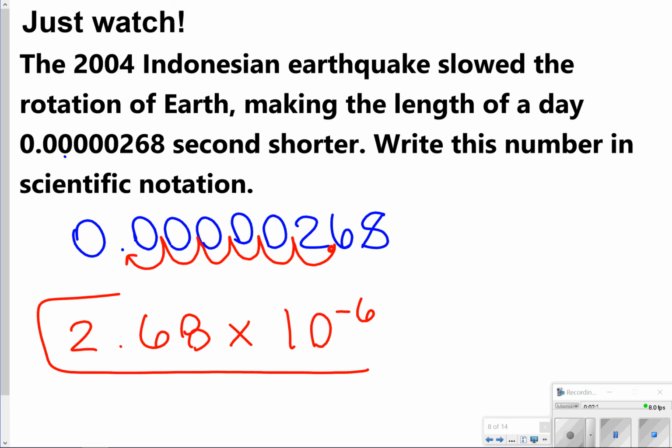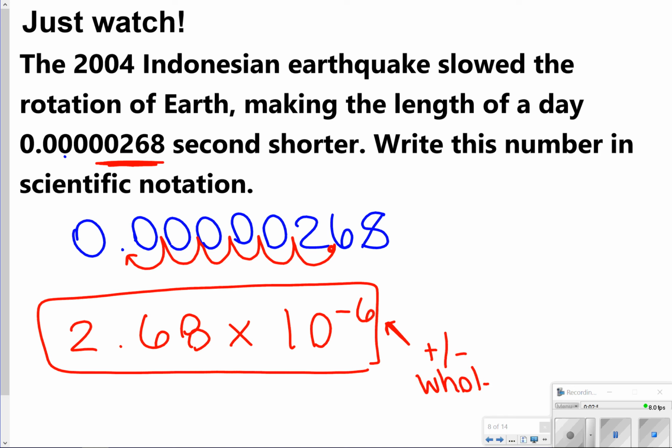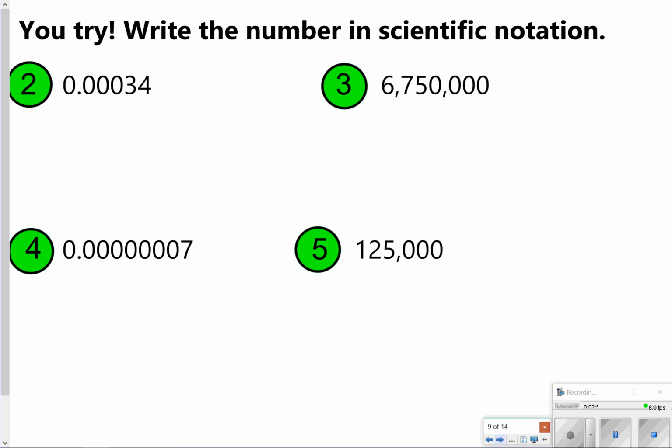Okay? So once again, you're just figuring out how can I make this number in between 1 but still less than 10, and then how can I make my exponent be an integer? Remember, it can be a positive or negative whole number. What you're going to do now is try numbers 2 through 5 by yourself to see if you can get the hang of it.